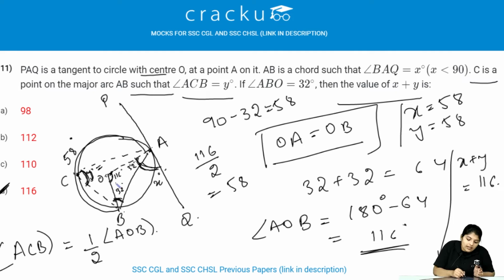Therefore angle ACB is equal to half of angle AOB. So we got angle ACB, that is y degrees, as 58 degrees. Now we need to find x. Given that PAQ is the tangent, angle OAQ will be 90 degrees, but we already know OAB as 32. 90 minus 32 will be the value of x. They are asking x plus y, that is 58 plus 58, that is 116.